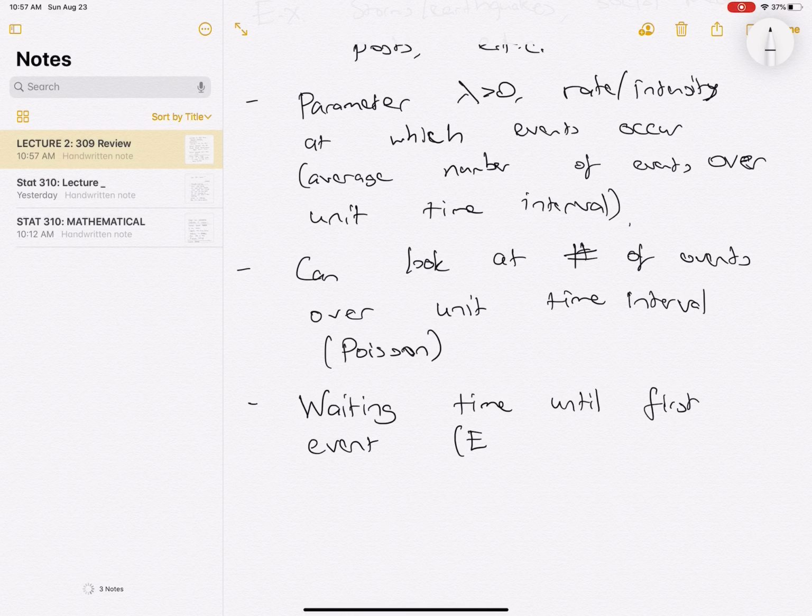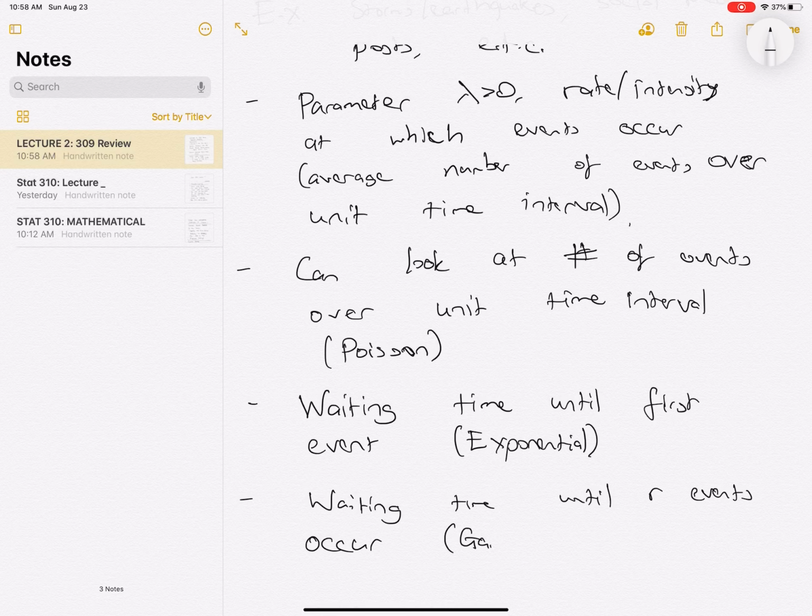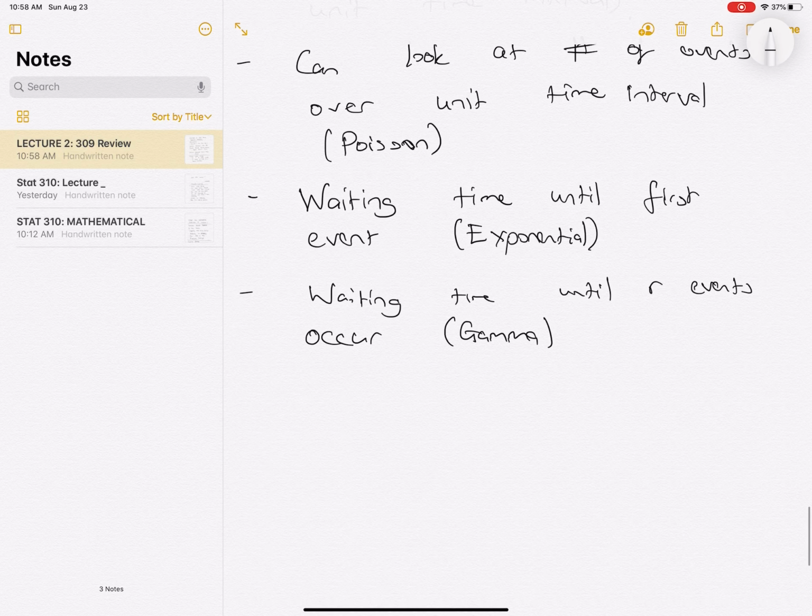You can look at the waiting time until the first event. And this is, in fact, an exponential random variable. And this actually moves into a continuous random variable because time here is continuous. And then the waiting time until r events occur, and this is a gamma random variable.